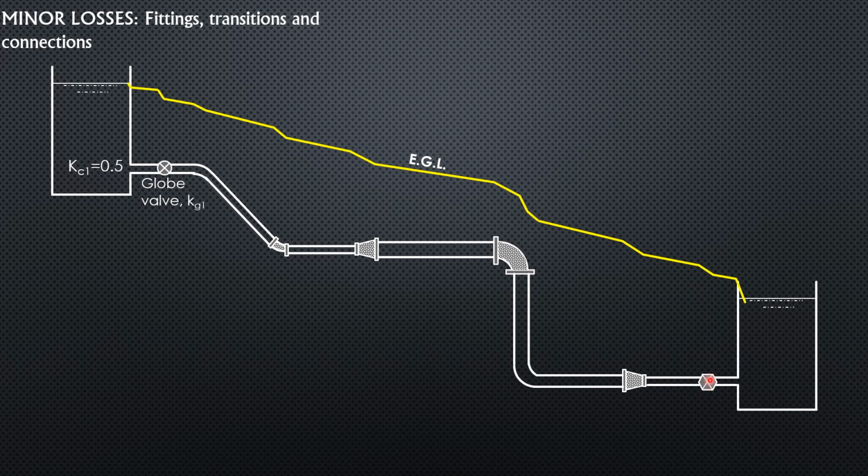The presence of the pipe obstructs the flow, so even if it is fully opened, the head drops again due to the head loss from this fitting, the valve. Then, between the valve and the exit, it slopes downward because of the pipe friction loss over the length of the pipe.